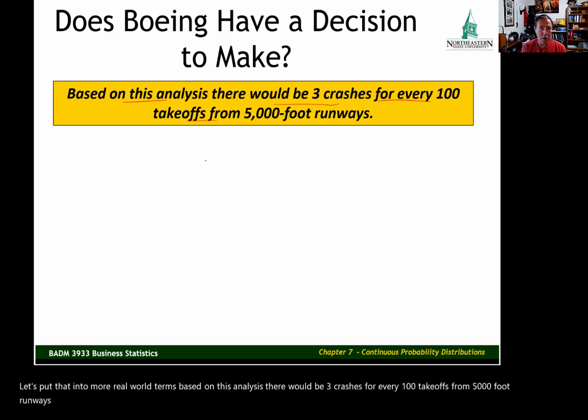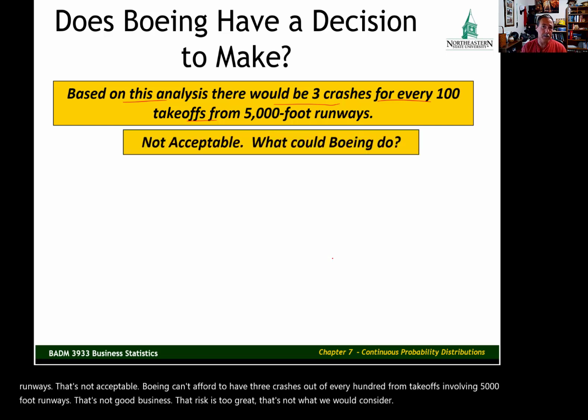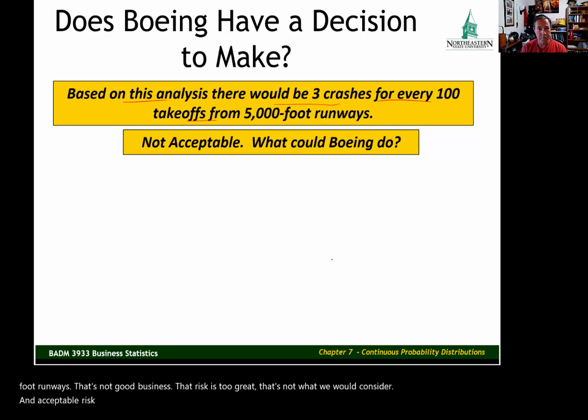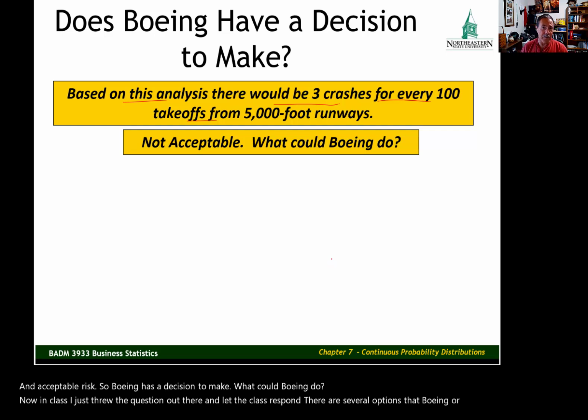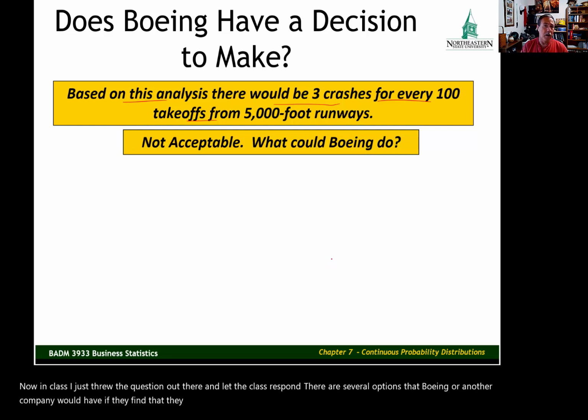That's not acceptable. Boeing can't afford to have 3 crashes out of every 100 takeoffs involving 5,000-foot runways. That's not good business. That risk is too great. That's not what we would consider an acceptable risk. So Boeing has a decision to make. What could Boeing do? In class, I just threw the question out there and let the class respond. There are several options that Boeing or another company would have if they find that they need to improve the safety of their products to make them more reliable and more safe for the consumers.